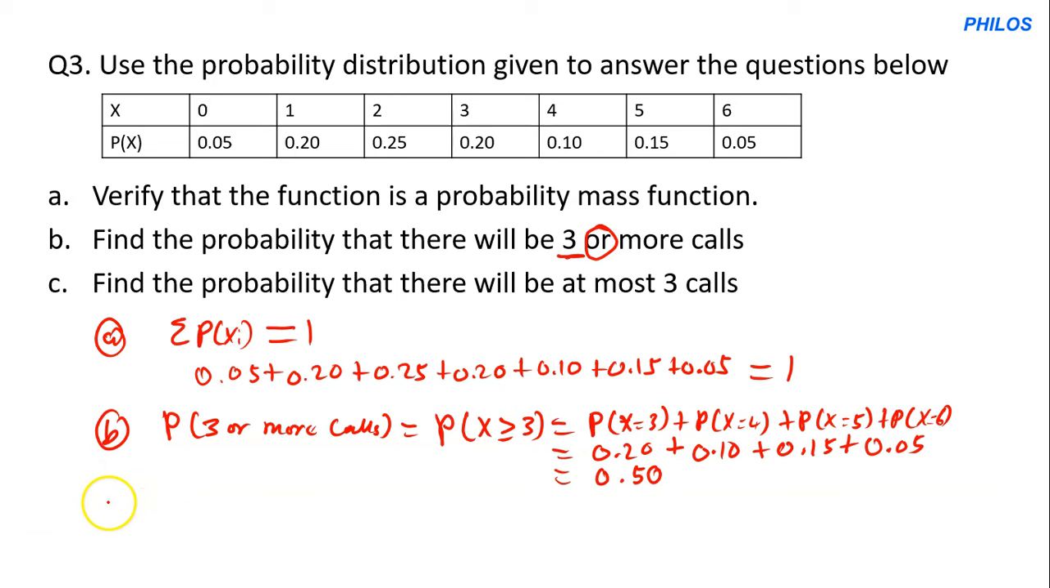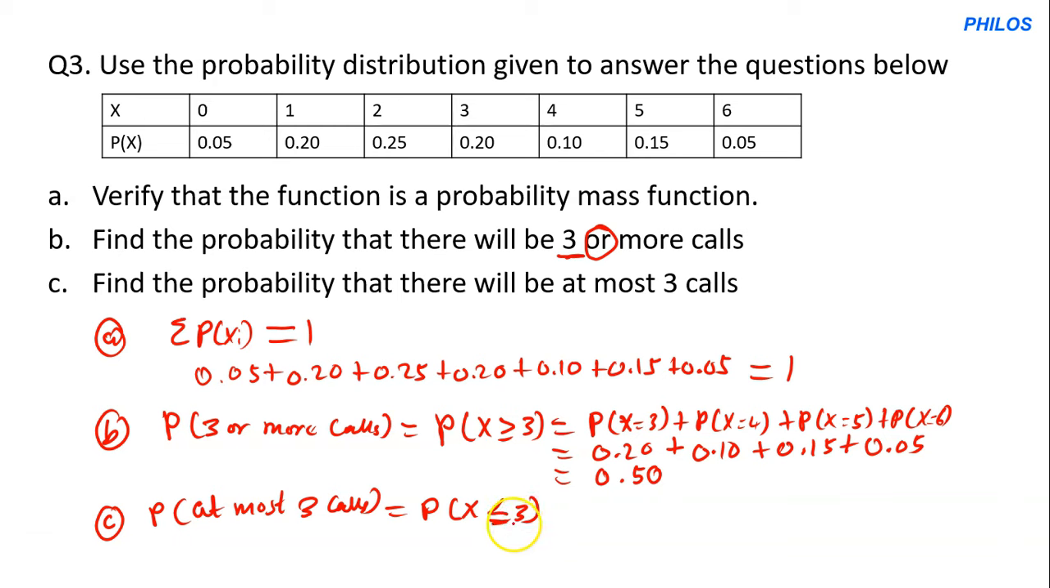So let's look at question C. Question C says, find the probability that there will be at most 3 calls. At most 3 calls means probability that x is less than or equal to 3. At most 3 means that maximum should be 3. It means from 0 to 3, or from anywhere it starts to 3. Maximum should be 3. That's the meaning.